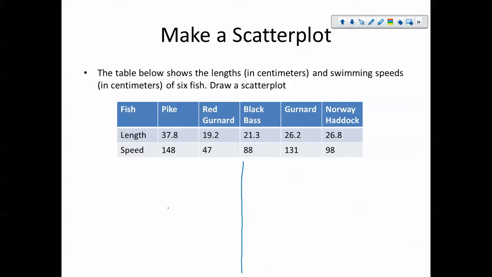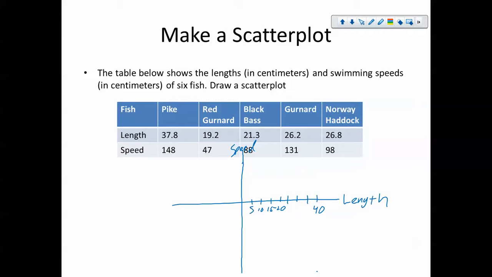So here we go. Notice that I've got lots of really large numbers, and I don't want to number this by 1 because that's not going to work real well. I know that my x-axis here is the length, and my y-axis here is the speed. So I need numbers that go up to 40, as low as 19. I think I'm going to go up by 5s here: 5, 10, 15, 20, 25, 30, 35, 40. Right, so we'll label those.